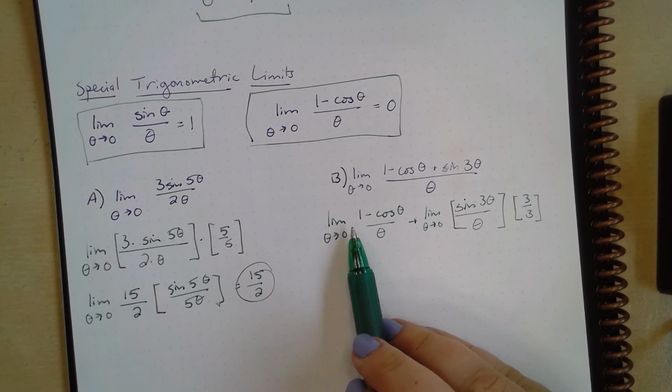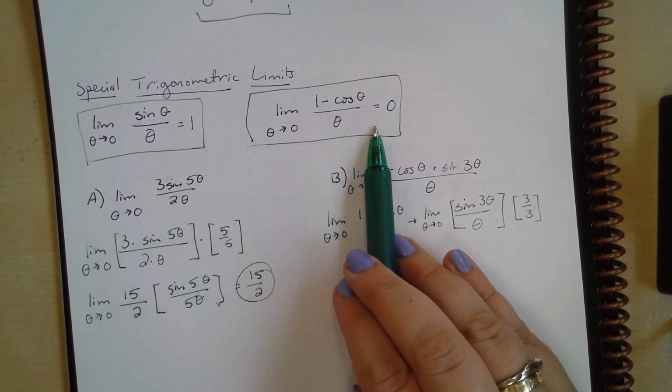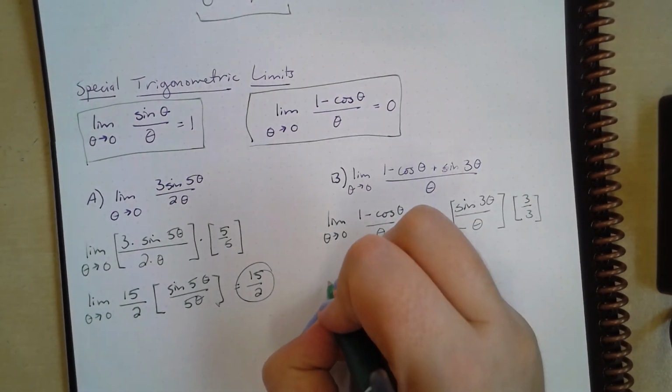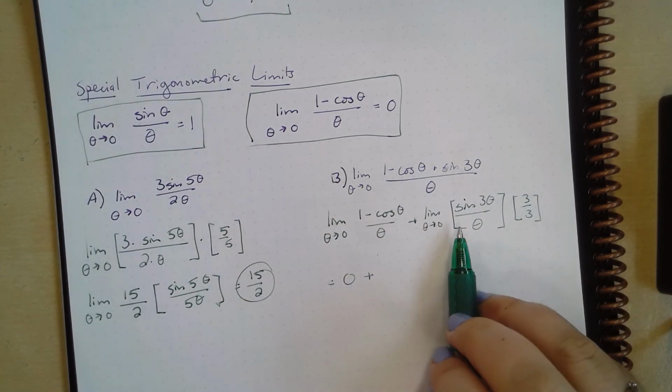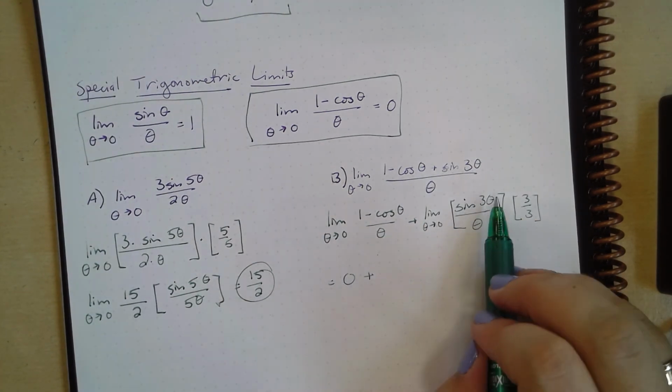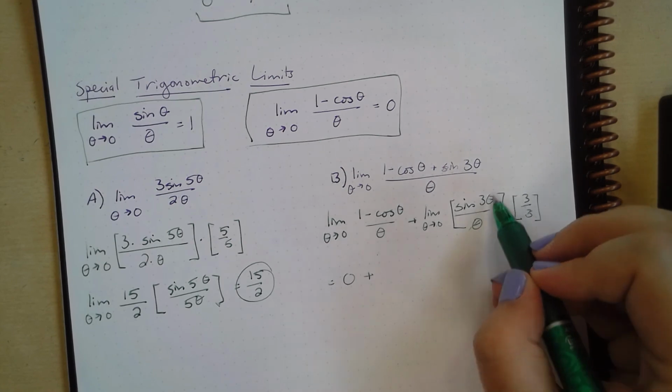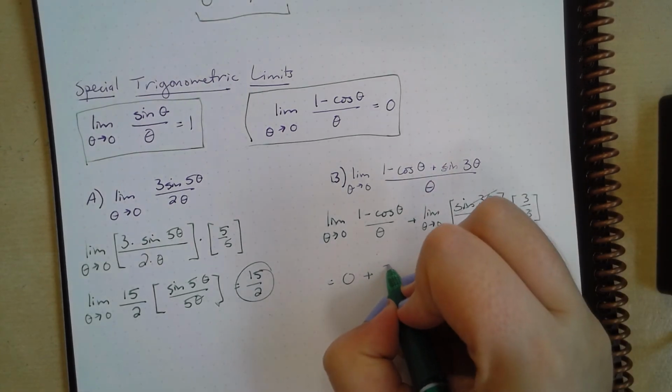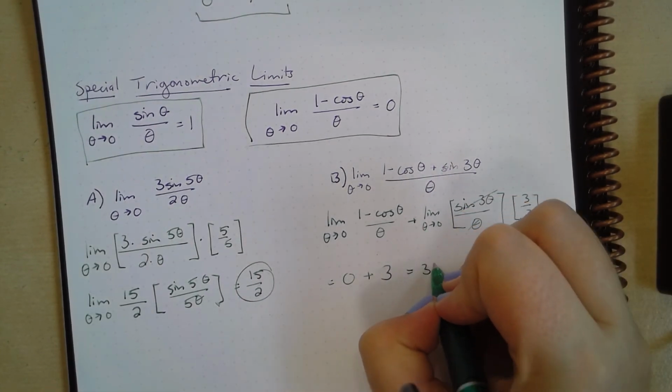So the limit of 1 minus cosine theta over theta, we know that that's just 0. So now this is equal to 0 plus, that sine 3 theta over 3 theta, all that cancels out, is just 3. So my answer here is 3.